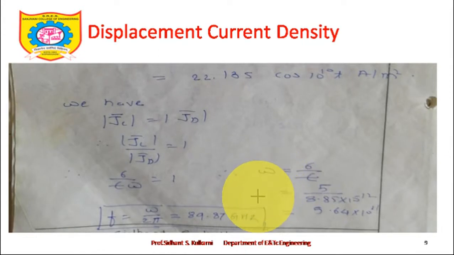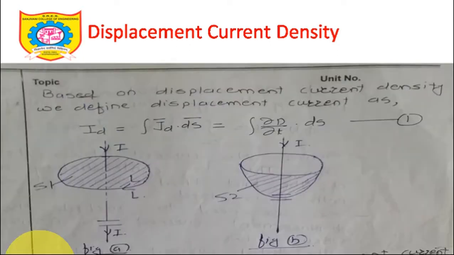You already know omega equal to 2 pi f. You can find the frequency as omega upon 2 pi, and finally you should get the frequency close to 90 gigahertz. So at a frequency of 90 gigahertz, JC bar should be equal to JD bar. Just try to go through this numerical once again and solve it. We will go to the next numerical which we are supposed to solve.